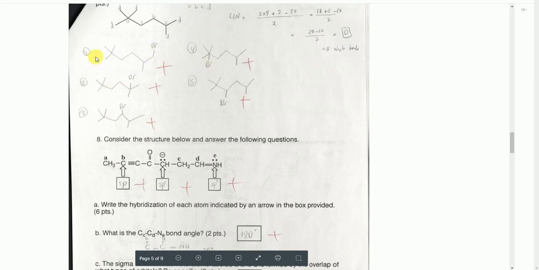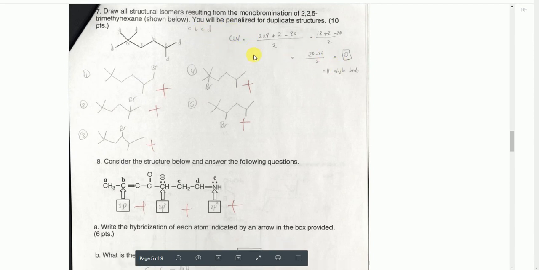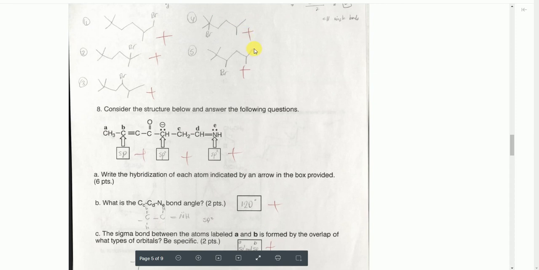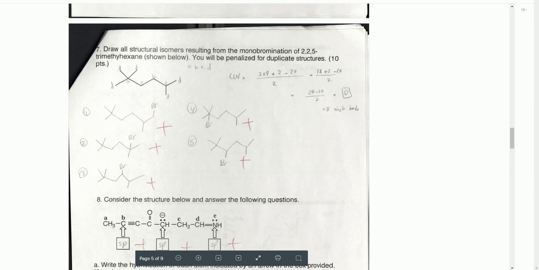And this person has also 5 structures over here. What they did, they also calculated the unsaturation number, but this was actually unnecessary to do for this problem. Unsaturation number is useful when she gives you the formula and you have to write out all the isomers. All right, let's keep going. Almost done.